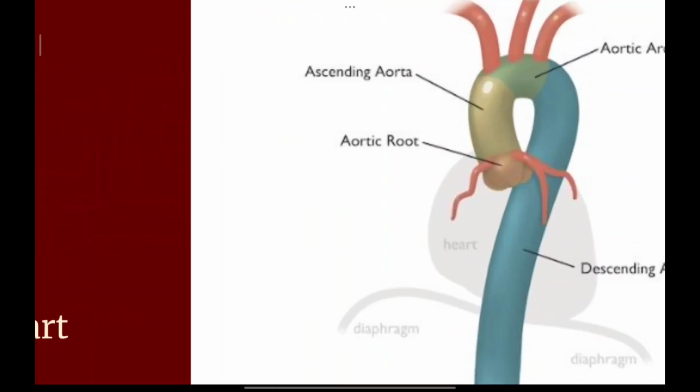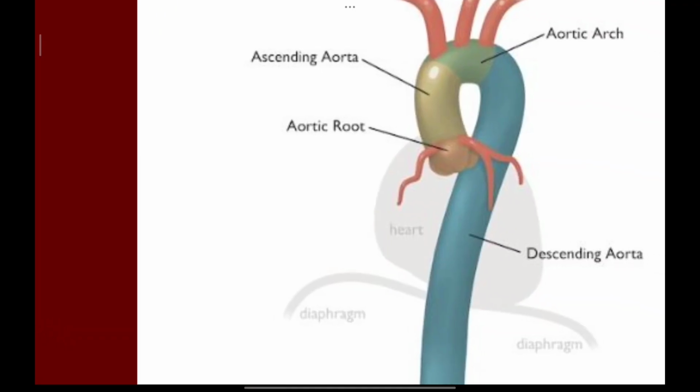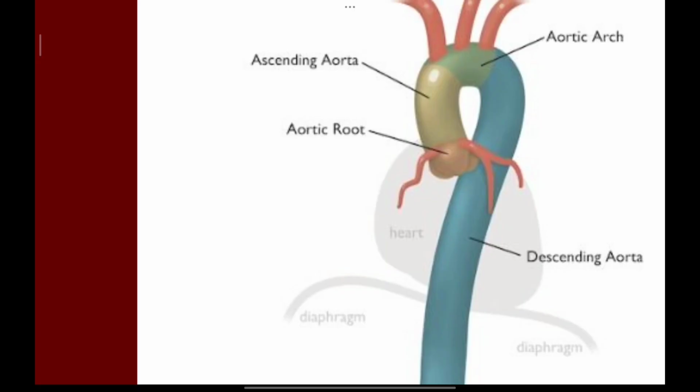So where does it originate? It originates from the heart, on the left ventricle side, and it has the semilunar valve that opens up for the oxygenated blood being pumped by the left ventricle. Now in the aortic root, you have certain arteries that are coming out. These are the coronary arteries, and they supply oxygenated blood to the heart. From the aortic root, we have the next part, which is the ascending aorta.